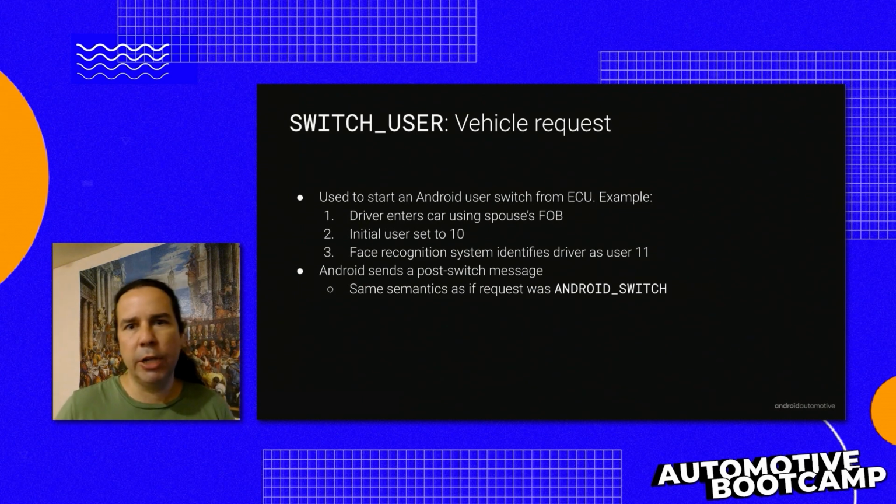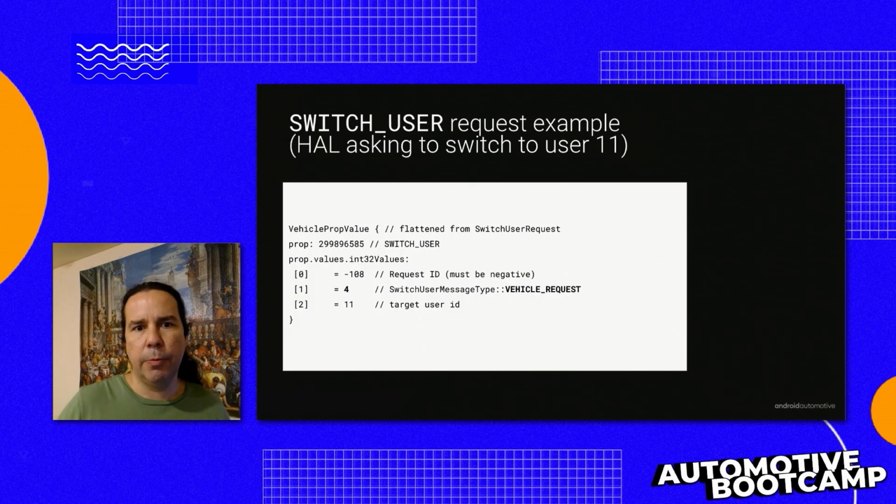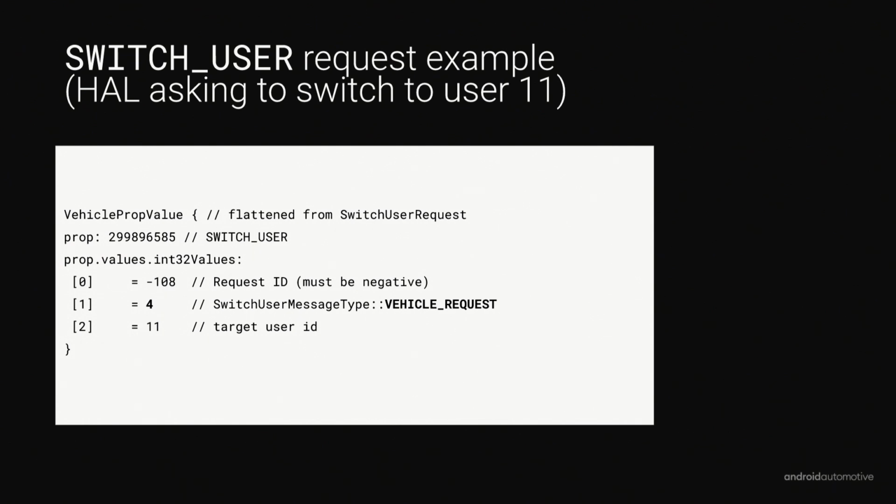So what HAL can do in this case is send a property change event with the switch user, asking us to switch. So let's say an example. Next slide. This is the same property, a switch user request. The request ID now is defined by HAL, so it has to be a negative number. It doesn't matter what number it is, but it has to be negative, so car service doesn't try to correlate that with a pending request. And the type of the switch user in this case is vehicle request, so they have to say the type is 4.